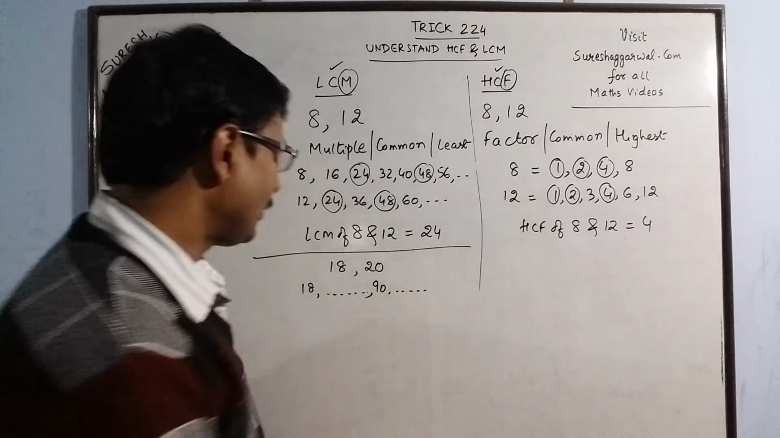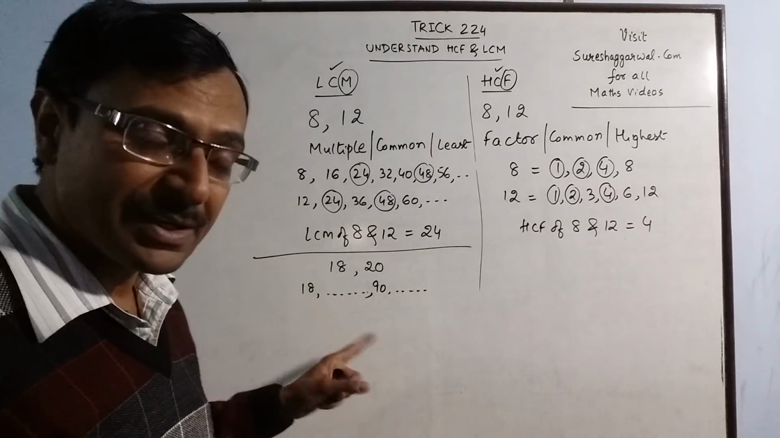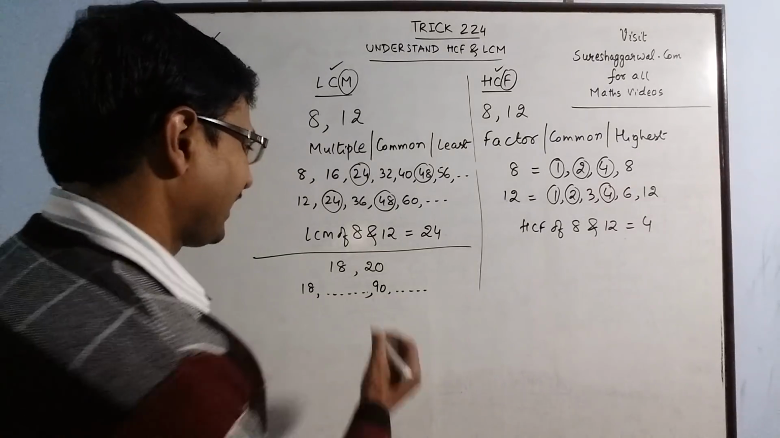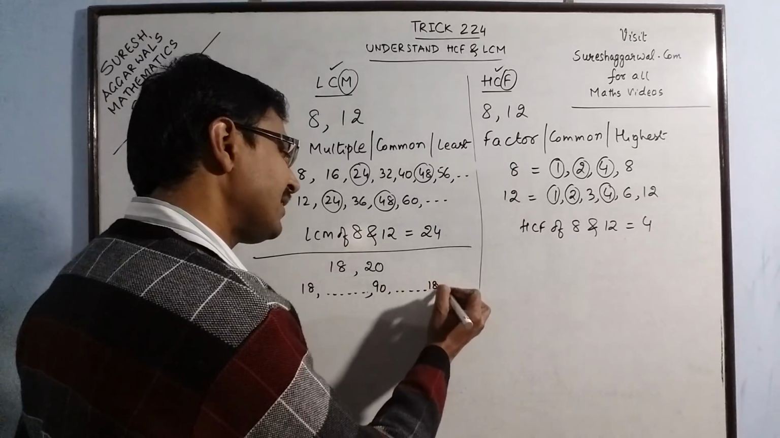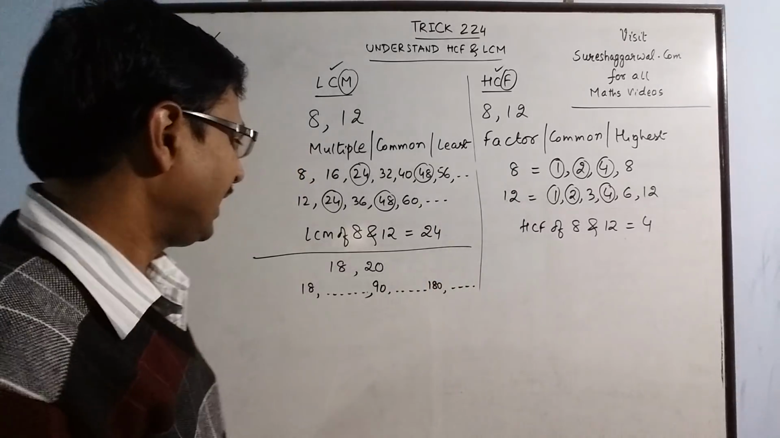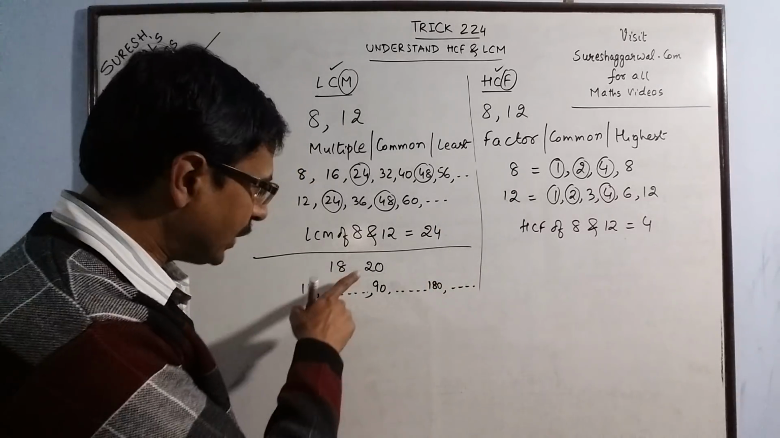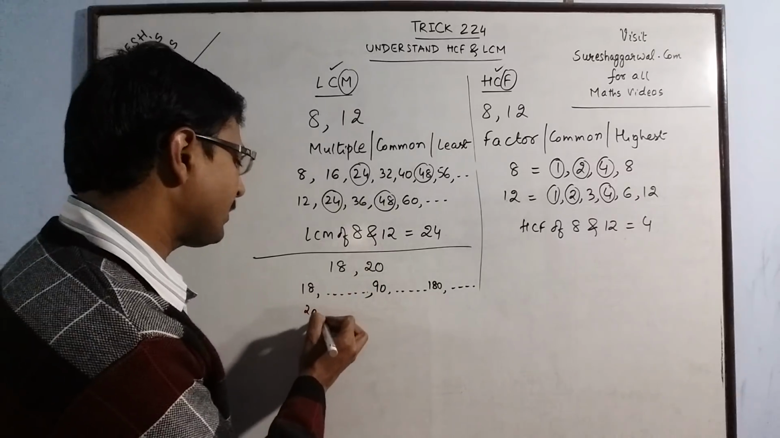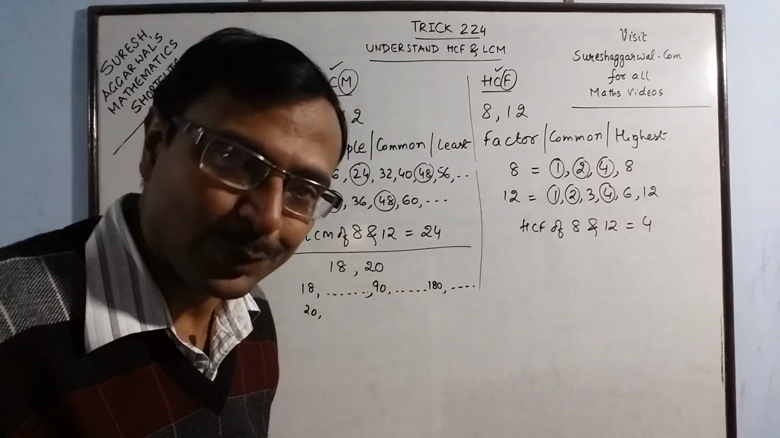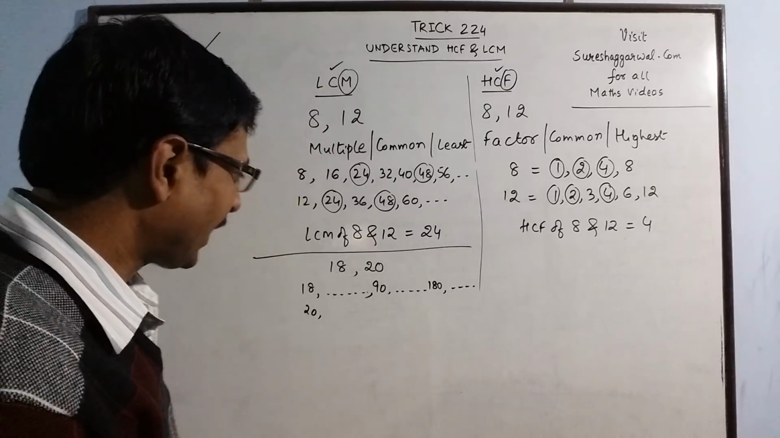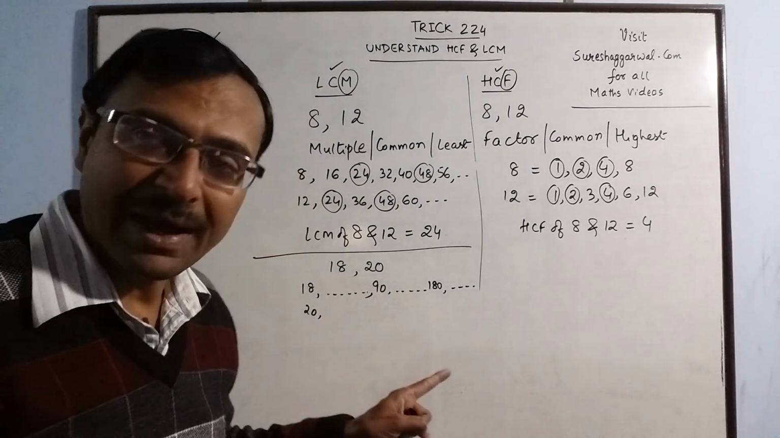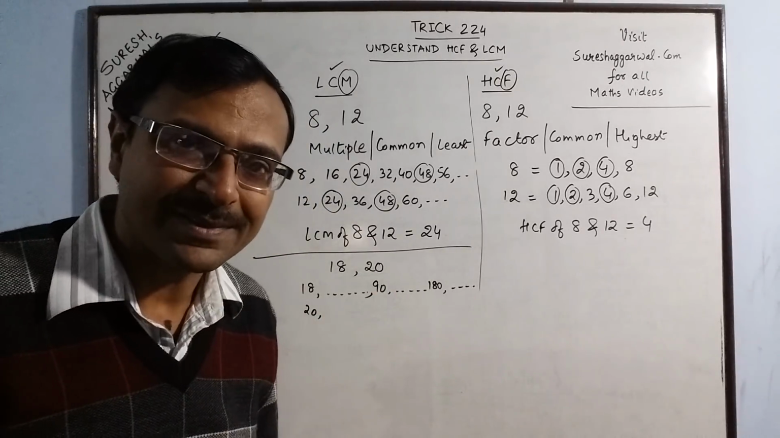Then you will not get any number which is having a 0 in the units place. 18 10s are 180. Because in 20 all the multiples will have 0 in the units place. So I need only those numbers which have a 0 in the units place.